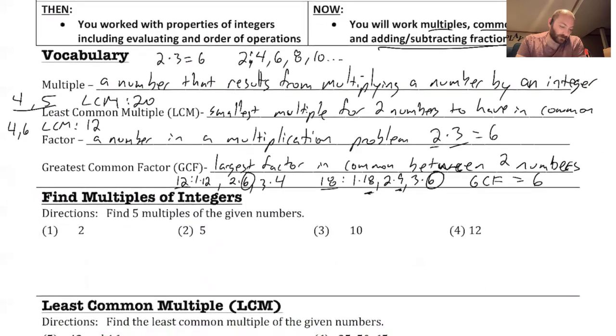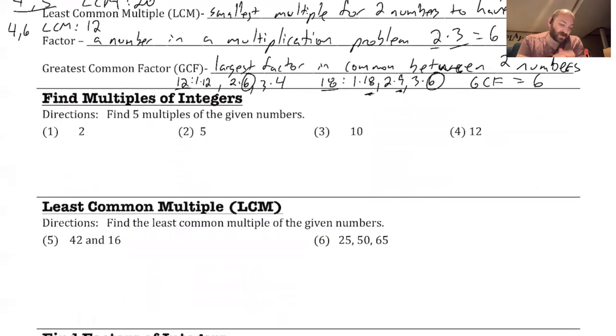All right, so finding multiples of integers, find 5 multiples of the given numbers. I'm going to make it as easy as possible. 2 is a multiple, because if I take 2 times 1, that's a multiplication problem. So 2 is a multiple. 2 times 2 is 4. 2 times 3 is 6.